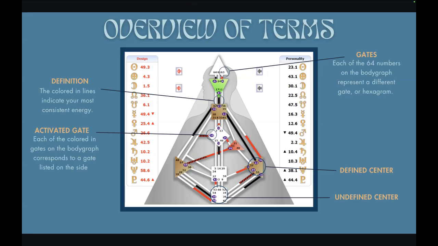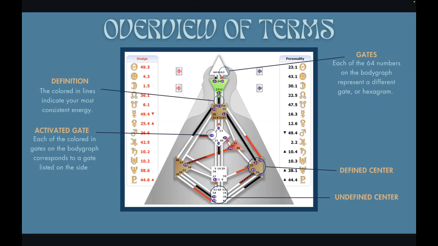That's what that means. Conversely, if a center is white, that means it's undefined, so there's no real consistent, reliable source of energy there. I have an undefined sacral center, so I have inconsistent, unreliable physical energy to create and to build and to do, right? This was extremely validating and liberating for me when I learned about it. I was like, oh my God, this makes so much sense.